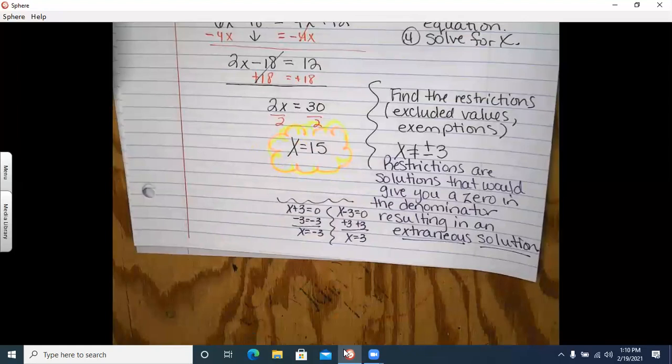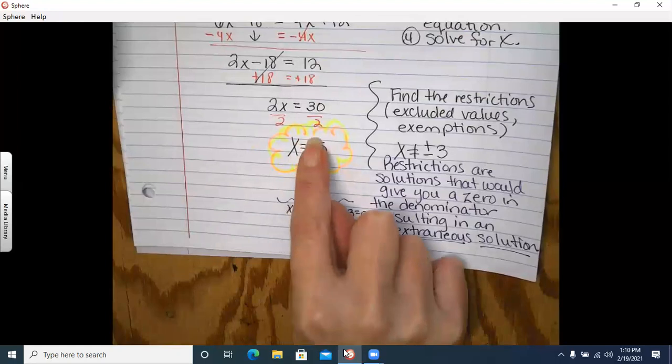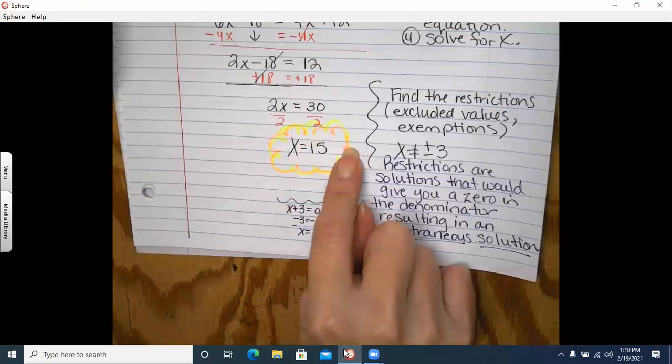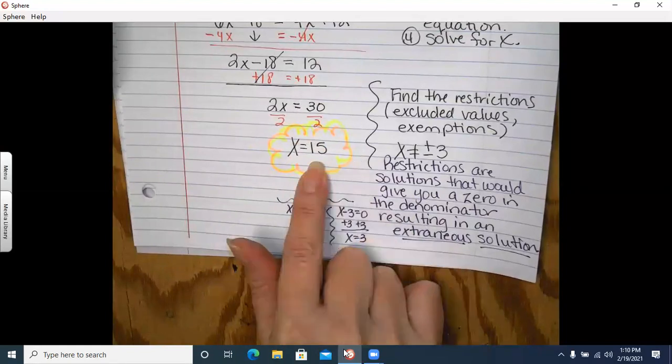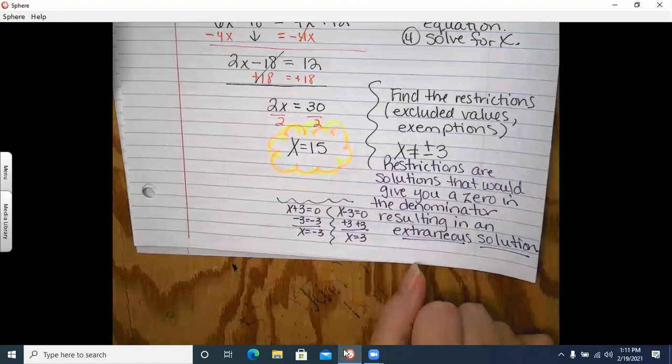So say I got right here x equals 3, and I said, oh, that's a restricted value. Then I couldn't tell you my answer is x equals 3. I can say x with a line through the equal sign, not equal to 3, but you really should say extraneous solution, okay? That means it was an answer, but it doesn't actually work, so it's not actually the answer. There's not a real number that will work in this problem, okay? Don't worry, we'll do more.